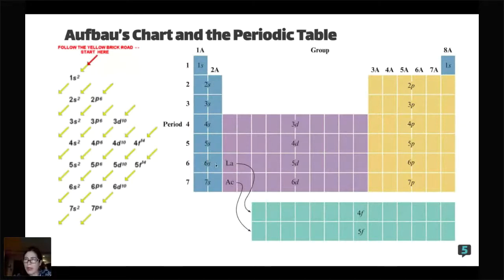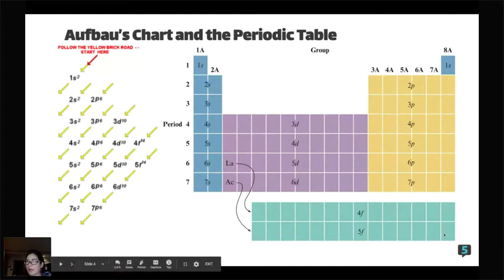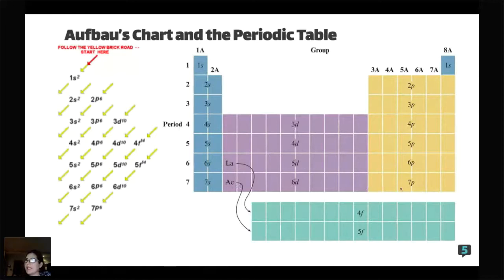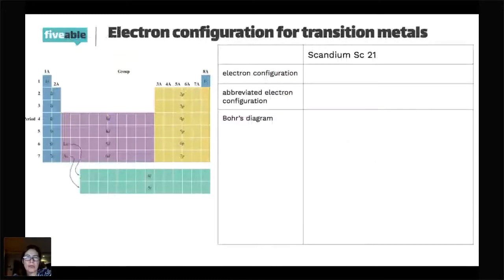So we go from 6s2, sorry, to 4f14. Once we're done with these elements, we go back to 5d10, 6p6, 7s2, 5f14, 6d10, and 7p6. Just a quick review or recap of last video. Okay, with this in mind, let's start doing electron configuration for the transition metals. Transition metals are slightly different than the representative elements.